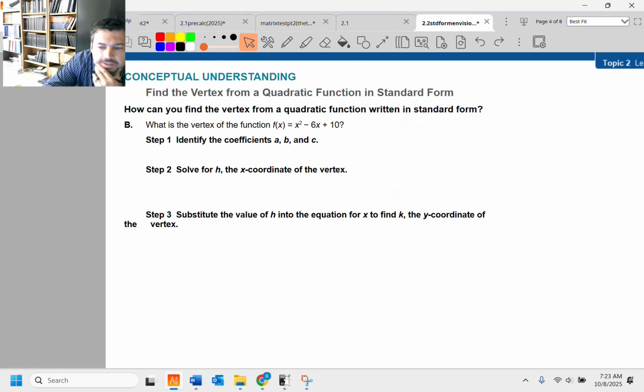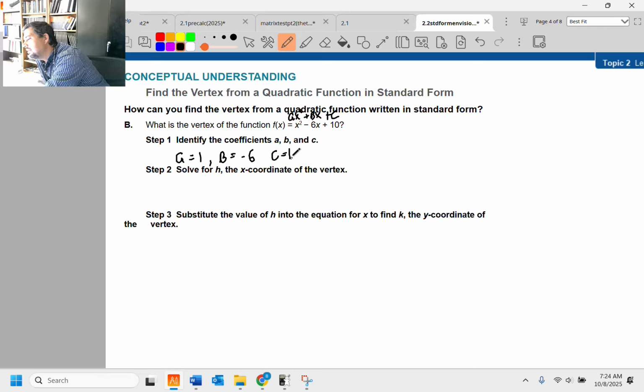Moving forward, find the vertex from a quadratic function in standard form. So how can you find the vertex of a quadratic function in standard form? First thing you do is identify the coefficients a, b, and c. So let's do the lineup process here. This is ax squared plus bx plus c. Now, come Friday, there's going to be a whole bunch of y'all who can't figure out a, b, and c. Everything has an understood 1 in front of it, so a is 1. B, signs are a big deal. It is negative 6, and c is 10. Kids usually get c right. They do. It's the only one, but whatever.